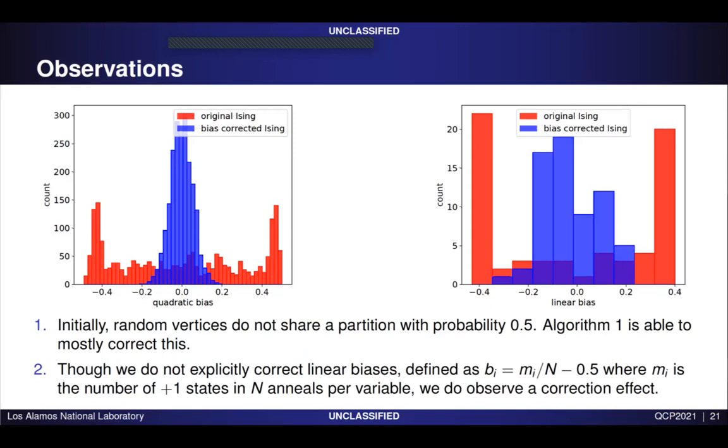We see that the initial biases, shown in red, for both linear and quadratic measures are very clearly substantial. We also see that although we do not specifically correct the linear biases, through correcting the quadratic biases, the linear bias decreases after the correction procedure.